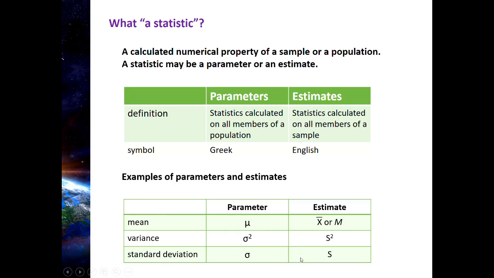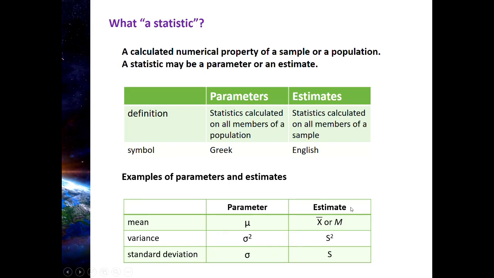And just to make sure that you understand this, just a quick 30-second summary. Parameters are statistics calculated on populations. They are represented by Greek letters. That tells you they came from the population. And at this point, all you need to know is that mu stands for the mean, sigma squared stands for the variance, and sigma stands for the standard deviation. These are all statistics representing the population.